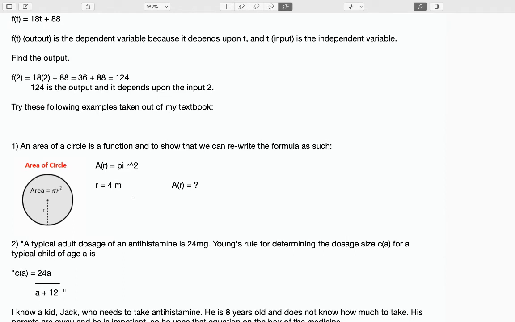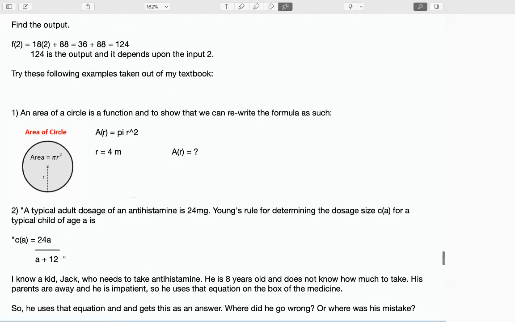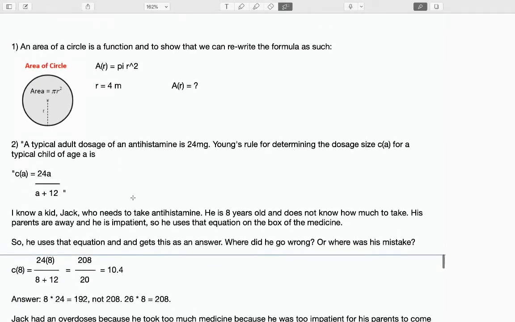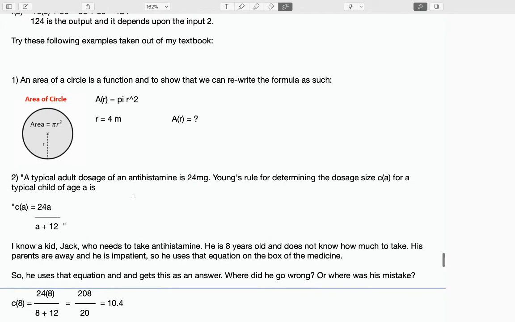Try these following examples taken out of my textbook. So try these out and pause the video. So you're back, great. An area of a circle is a function. To show that, we can rewrite the formula as such.